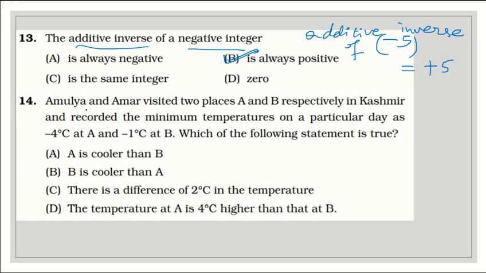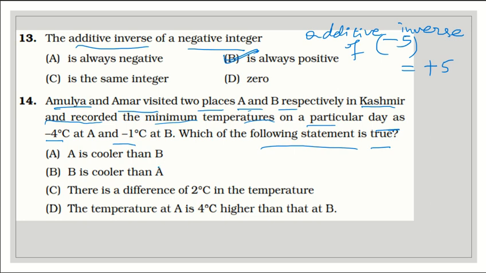Next, in question number 14, Amulya and Amma visited 2 places, that is A and B respectively, in Kashmir, and recorded the minimum temperatures on a particular day as minus 4 degrees Celsius and minus 1 degree Celsius, where minus 4 degrees Celsius at A and minus 1 degree Celsius at B. Which of the following statements is true?